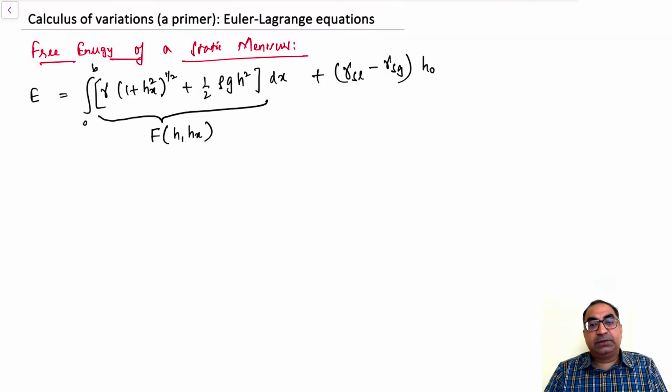In the previous lecture, I had derived an energy functional for the total free energy of a static meniscus. The energy functional further depended on the function h of x, which describes the shape of the meniscus, the unknown shape of the meniscus. We had two primary contributions to this. The first one was a surface energy, and the second one was gravitational potential energy.